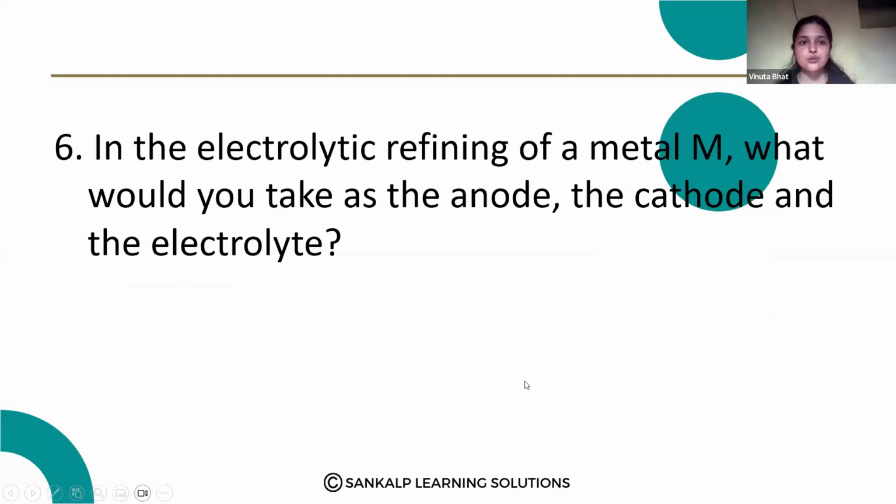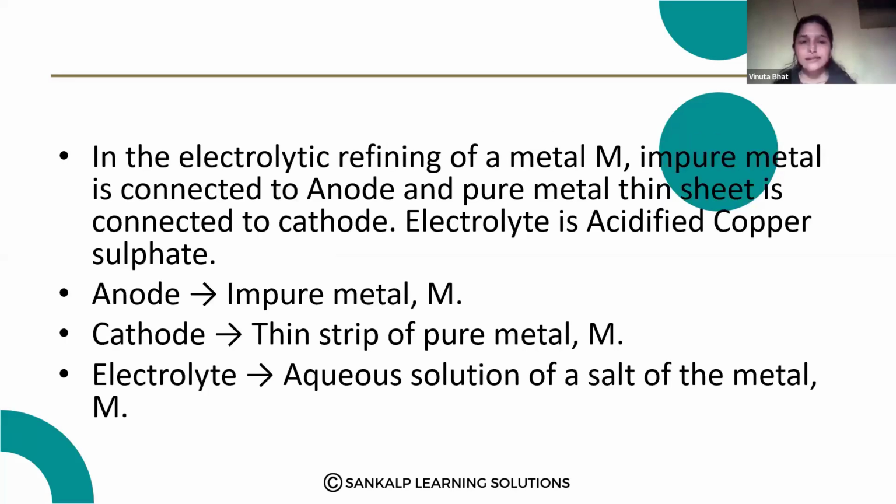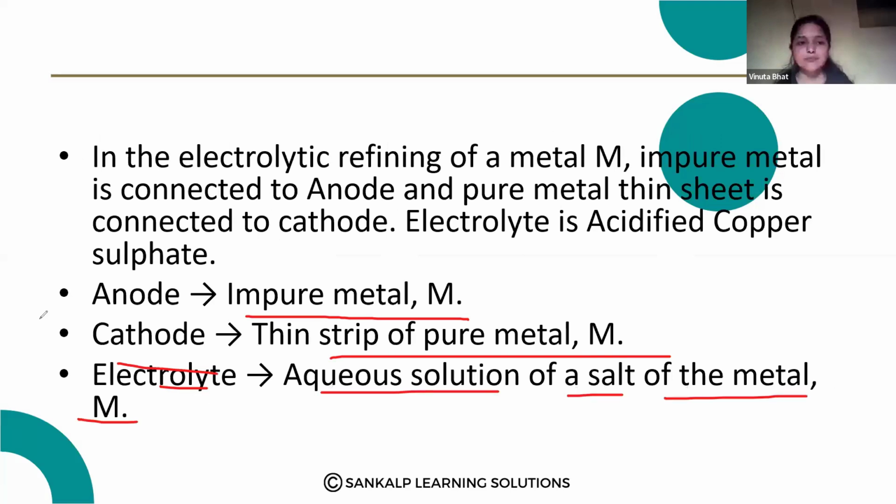Next question. In the electrolytic refining of metal M, what would you take as the anode, the cathode and the electrolyte? Here, in the electrolytic refining of metal M, impure metal is connected to the anode, a pure metal thin sheet is connected to the cathode, and the electrolyte is an aqueous solution of a salt of the metal M.